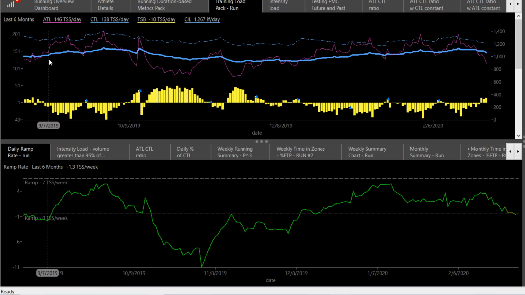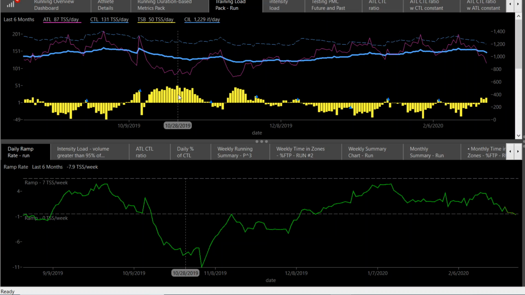So in this chart here, I want to point out the blue line, the thicker blue line here. That is the chronic training load. Then there is the magenta or pink line, thinner line here. That is the acute training load. And the yellow bars, which are the training stress balance.